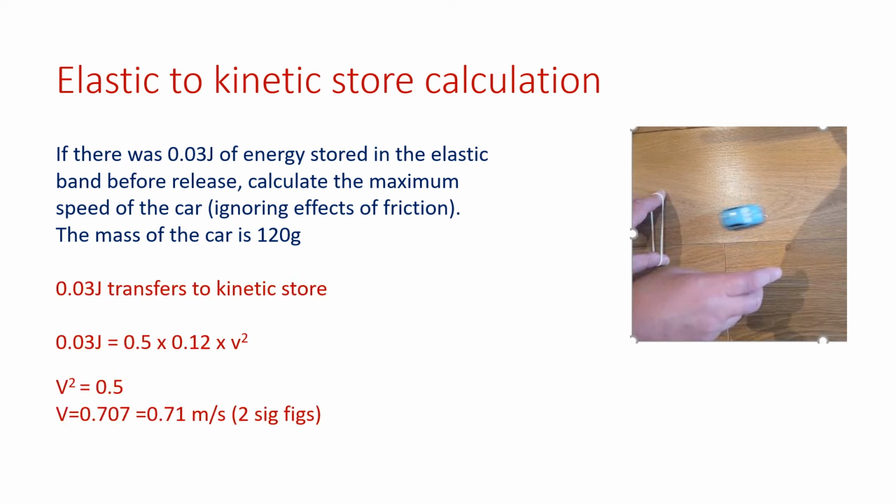So we will assume that this 0.03 joules of energy has transferred into the kinetic store, and we'll use the equation for the kinetic store to find the velocity of the car. So 0.03 joules is equal to a half times the mass, 0.12 kilograms, times velocity squared. And then we'll rearrange that to find velocity squared and then square root it to find velocity. So we get v squared equals 0.5, so v equals 0.707, or 0.71 meters per second, to two significant figures.